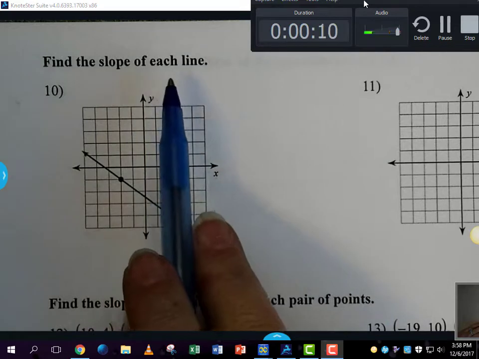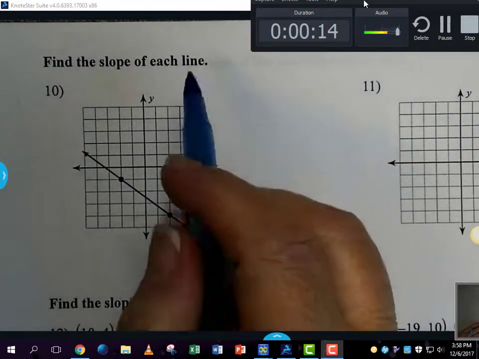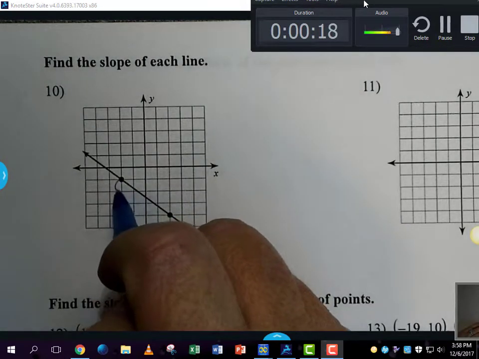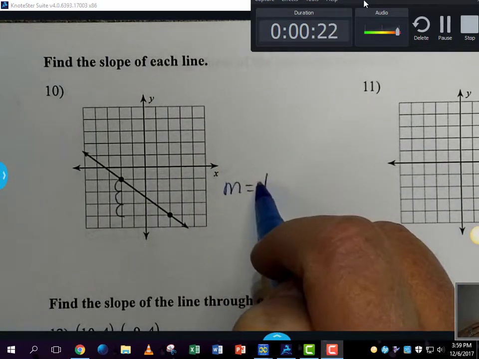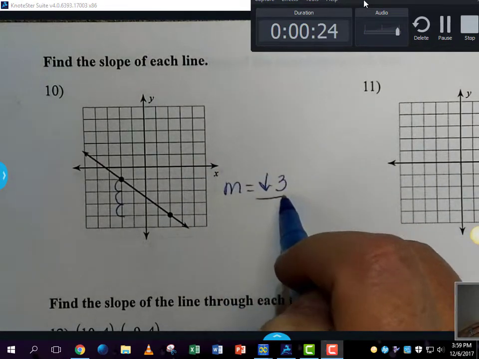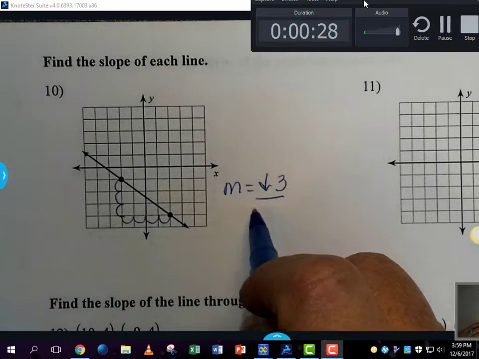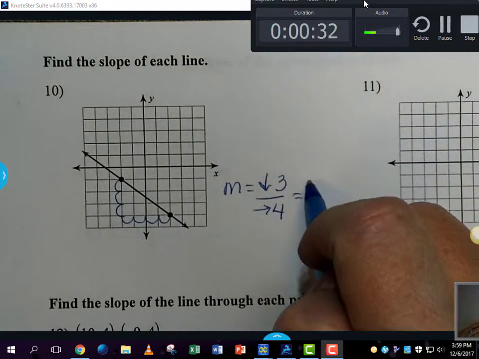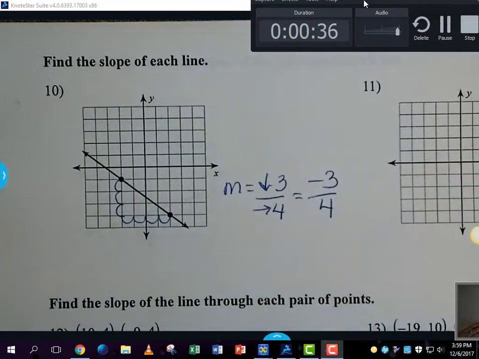If this says find the slope of each line, you want to be able to move from this point to this point. So to move from this point, you would need to go down 1, 2, 3. So you went down by 3. And then you move over 1, 2, 3, 4. So you went right by 4. If you go down, that's going to be a negative number. When you go right, that's a positive number.